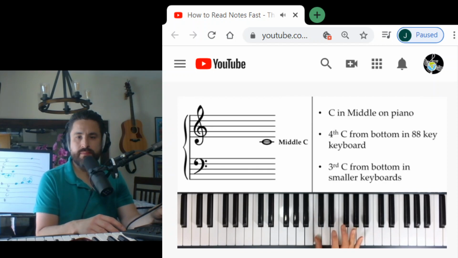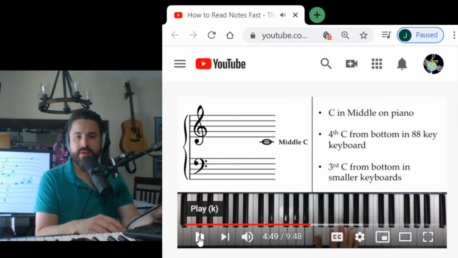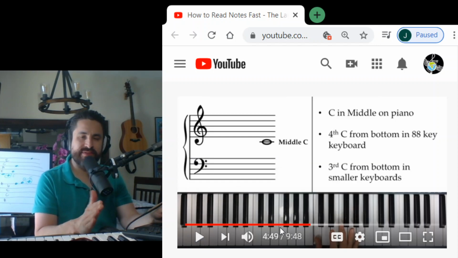Middle C is the C in the middle of your piano. It's the 4th C from the bottom of an 88-key keyboard, and the 3rd C from the bottom on smaller sized keyboards. So on your iPad, it'll be the middle C in the middle of that keyboard, basically. And so just try to find that middle C.